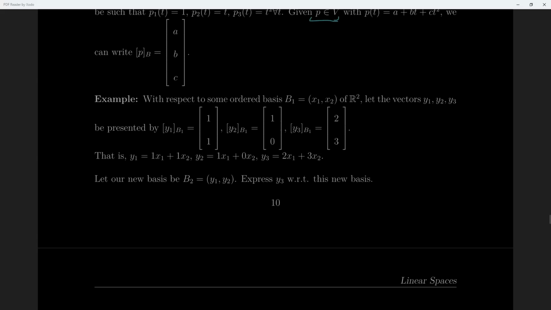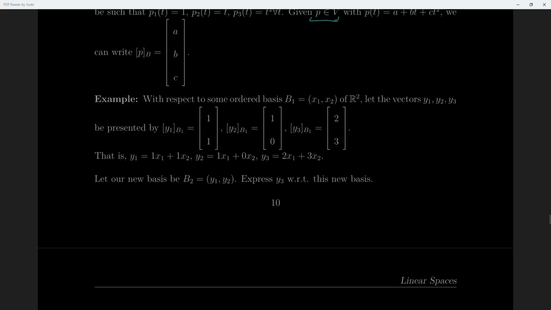Okay, if we change to a new ordered basis B2, which is composed of y1 and y2, the question is: can you express y3 with respect to this new basis? If I would like to express y3 with respect to the new basis, I should be able to write y3 in terms of y1 and y2, right?